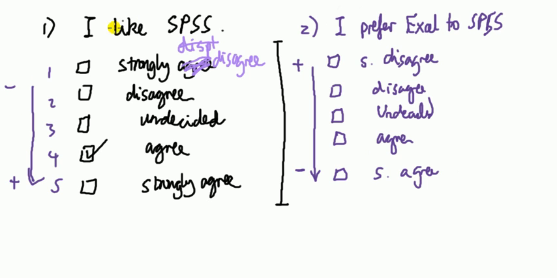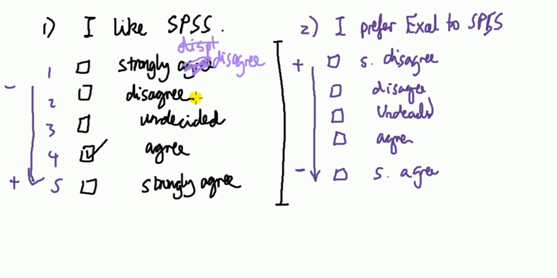Say most of the ones are like question 1 for measuring attitude to SPSS. The more you agree, the more positive is your attitude towards SPSS. But here is a reverse. This is what I call a reverse worded one. So the more you agree with it, that means the more negative is your attitude towards SPSS. Because in this case, the more you strongly prefer Excel to SPSS, that means the more negative is your attitude towards SPSS.